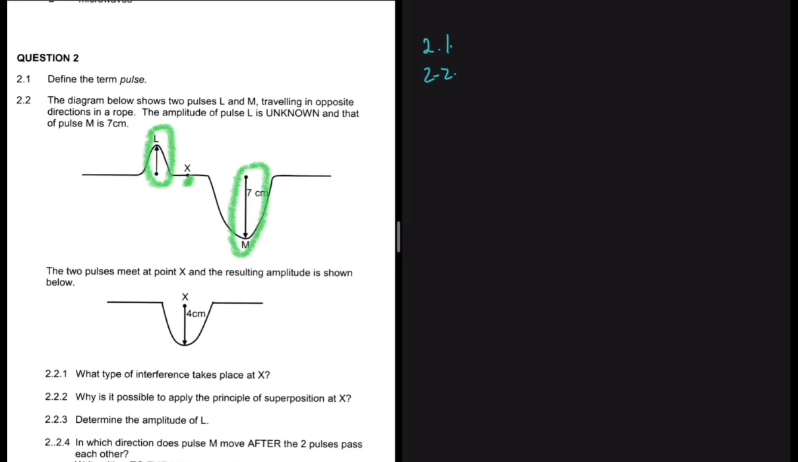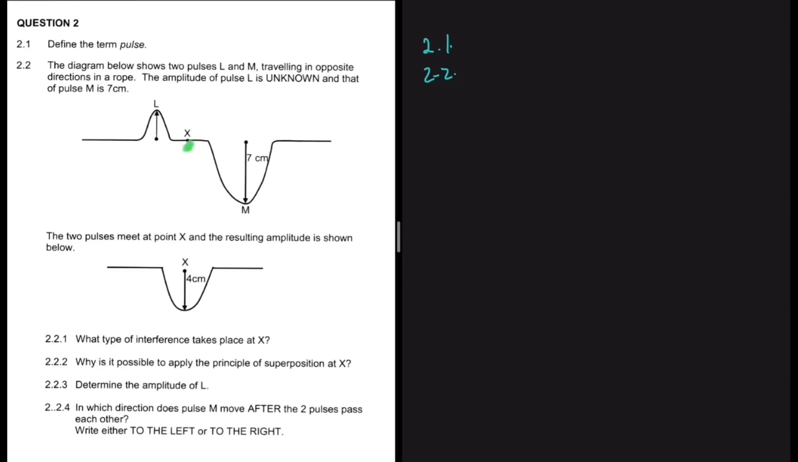Point X is right here, and the resulting amplitude is shown below. We have a resulting amplitude of 4 centimeters. And then the question that follows, 2.2.1: what type of interference takes place at X?